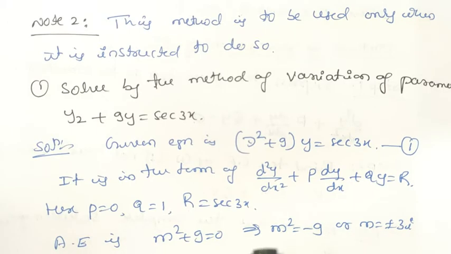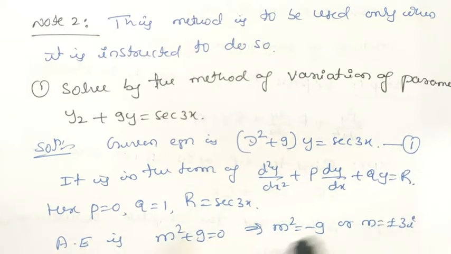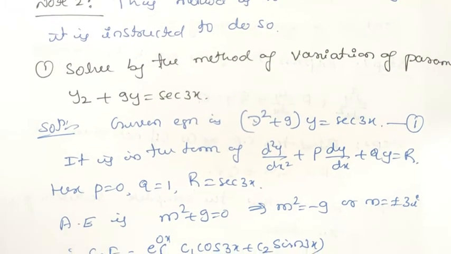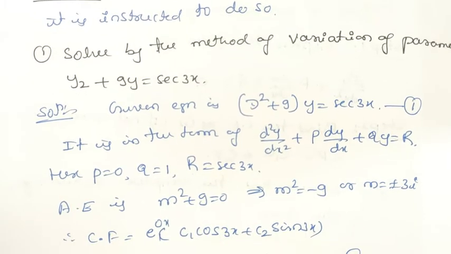Because here in the formula this p and q is not needed. If it is not possible to find the complementary function, then only we go for all these values. Otherwise, if it is possible to find the complementary function, there is no need to compare with the standard form and all those things. So here we only need r, because we can find the complementary function easily. Now the auxiliary equation is this one.